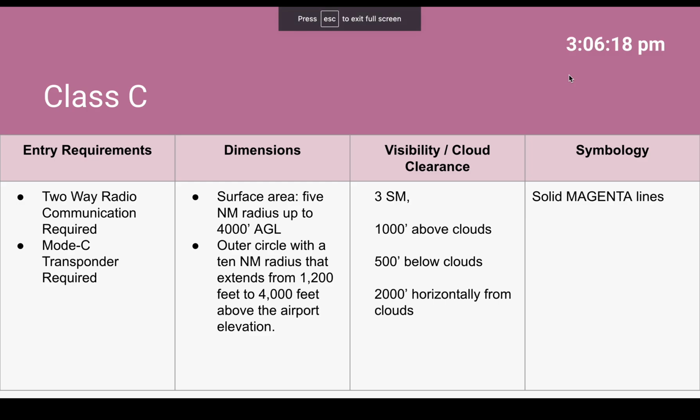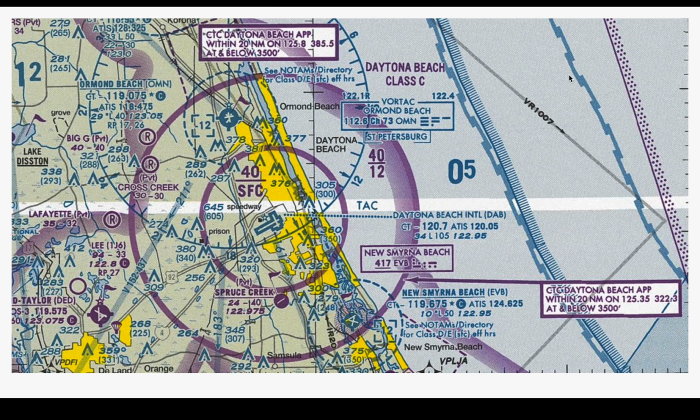And the symbology is going to be solid magenta lines, like these here that you see around this airport. This is Daytona Beach. And right here it says 4,000 feet MSL to the surface inside this ring. And then this outer ring is 1,200 feet to 4,000 feet.